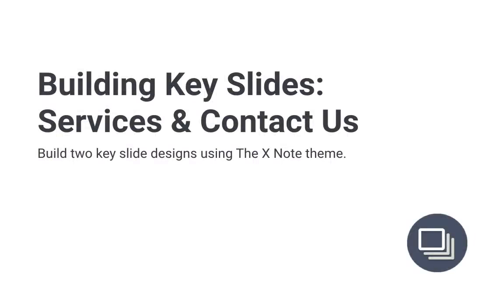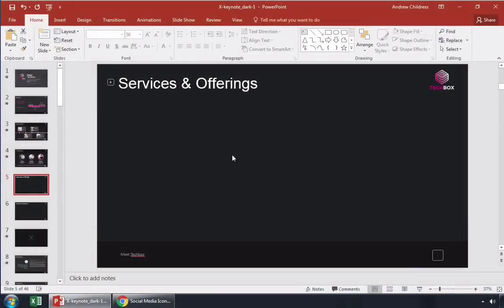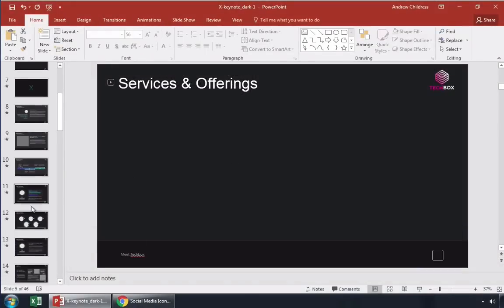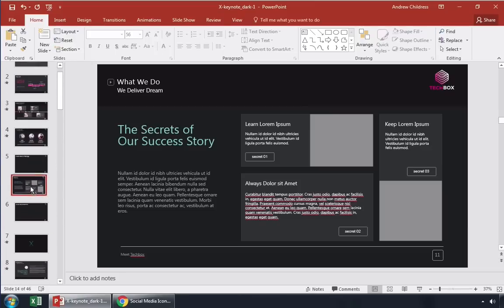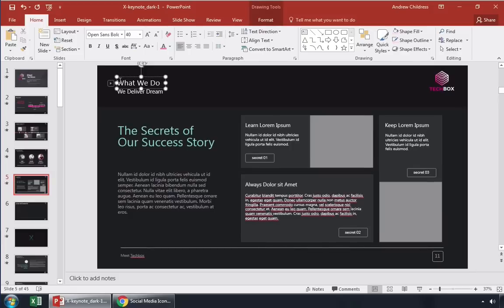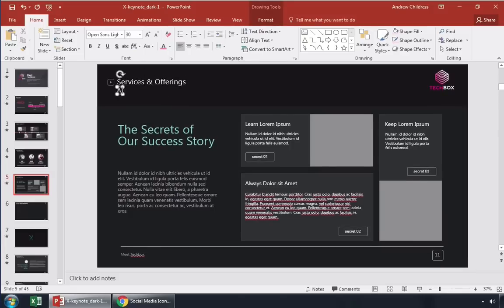To round out our presentation, we're going to build a slide that describes our services, and then a slide to let the audience know how to contact us. Let's go find a slide that we could use to show off our work. I like this slide design that has plenty of room to introduce our content and show what we do. I'm going to get started here by changing out the slide title and subtitle.